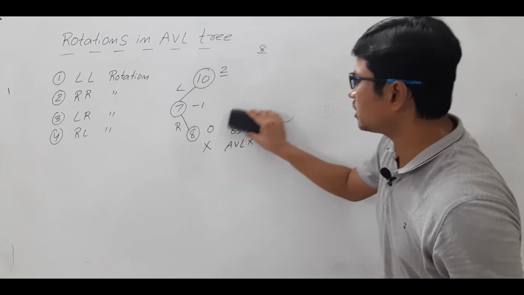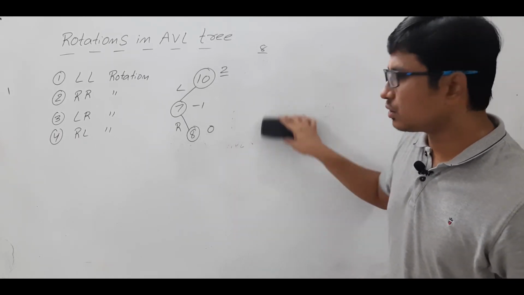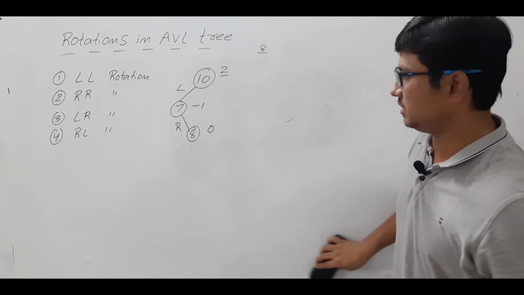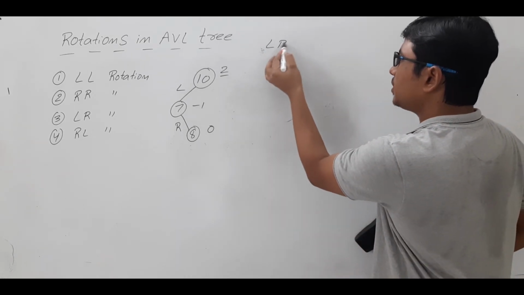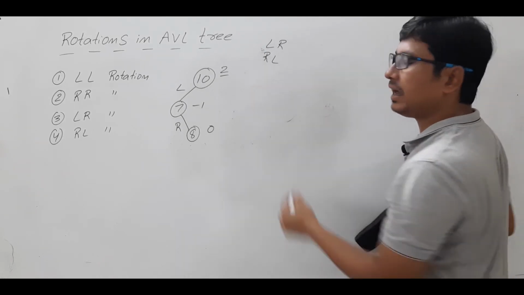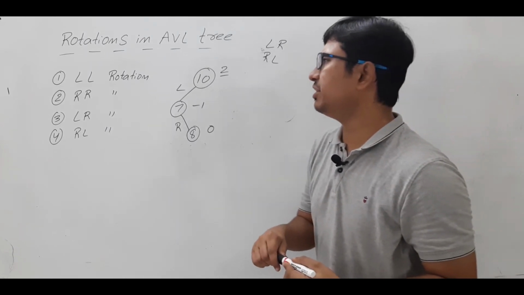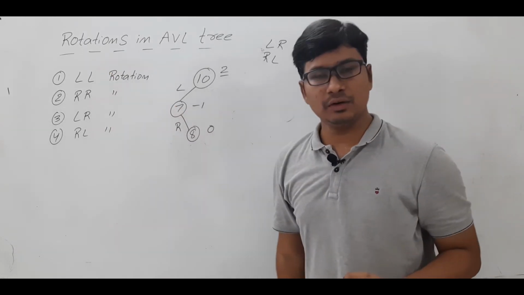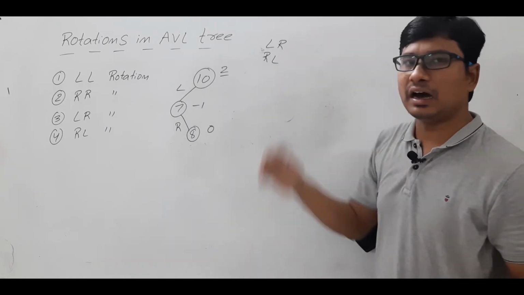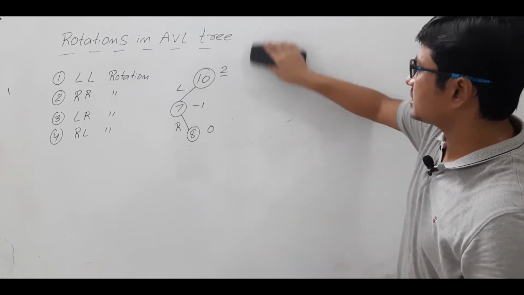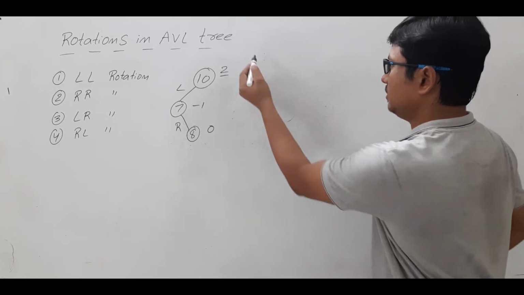Lot of students will confuse the LR rotation and RL rotation. These are the two complex rotations, LR and RL. A lot of students will be very comfortable with the LL rotation and RR rotation, but a lot of students will make mistakes in the LR and RL. Let me discuss this one, the LR rotation.